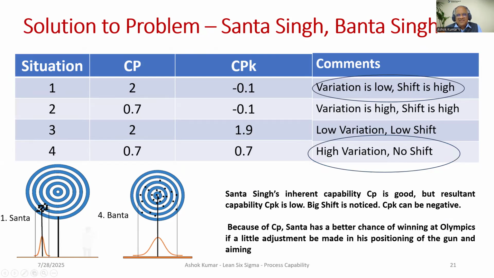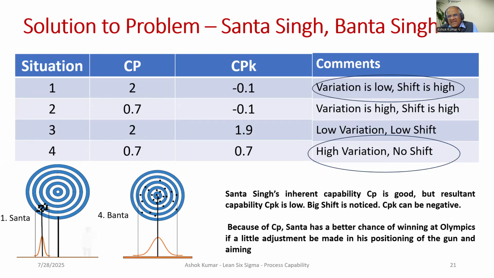The answer to that question is the inherent capability of Santa Singh, the first guy, is good because he is able to shoot all the 100 bullets fairly close to each other. CPK may be low, but CP is high. CPK also can be negative, that's okay. But Santa Singh has got a better chance of winning the Olympics. Why? Because this guy has got some sense of shift. Either he is aiming a little off, or he is positioning his gun. In the Olympics, the gun is positioned on a stand. If you are able to shift the gun's position, then this fellow's problem of off-centering can be easily solved.